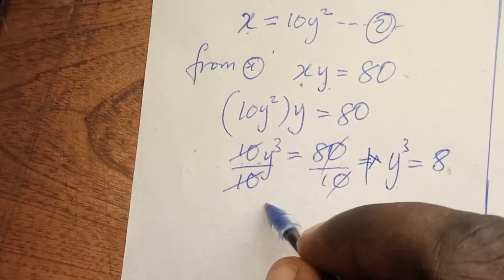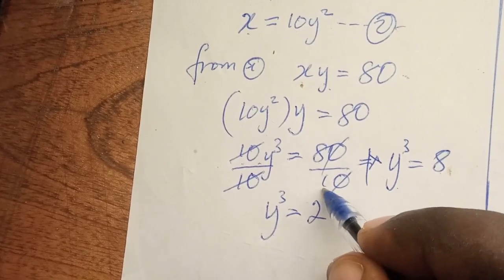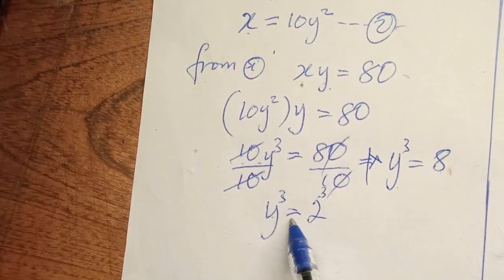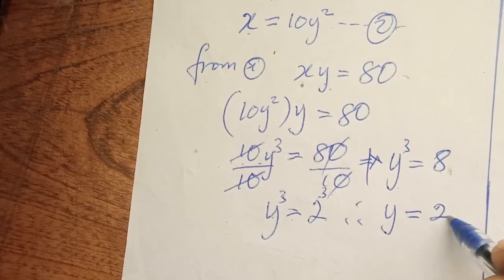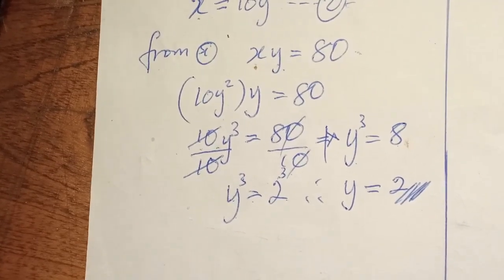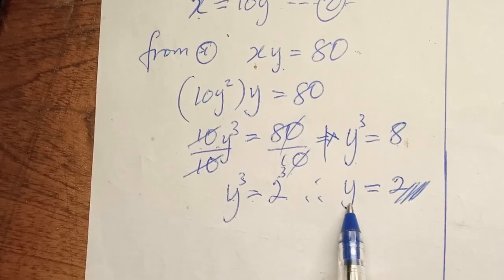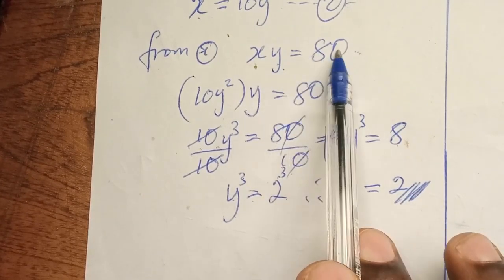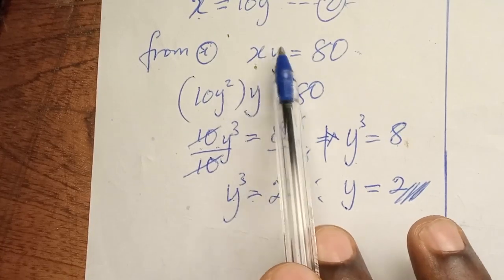This means that if y cubed is equal to 8, which is the same as 2 raised to the power 3, you can see that the 3 and 3 here is the same. In other words, y is equal to 2 easily. This therefore means that y is equal to 2. Now, if we can get the value of y equal to 2, to get x, we just need to use any of the expressions or equation 1 and 2 and replace anywhere we see y with 2. We can still use the same xy equal to 80, and anywhere we see y, we put 2 to get the value of x, since we already know y.